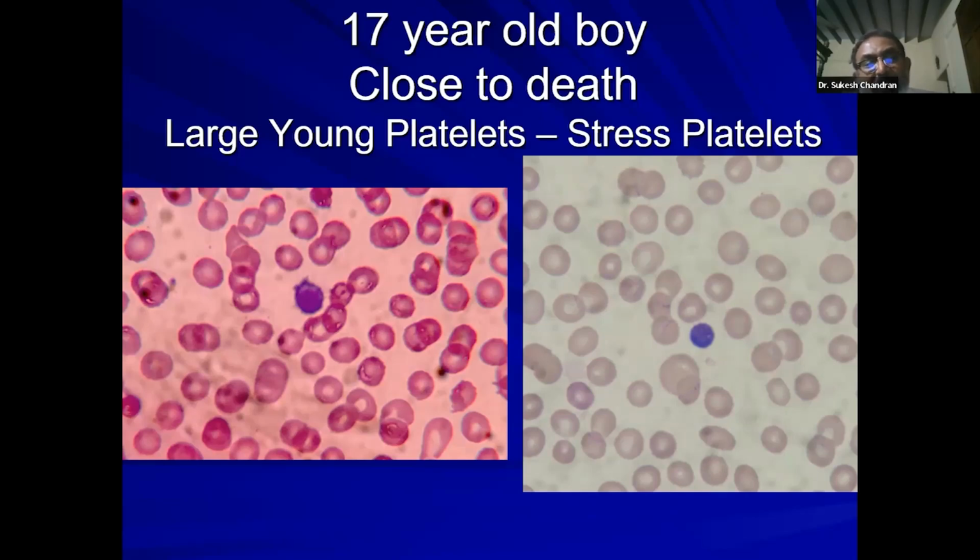So at 3 o'clock in the morning, I called the technician. I said, go and collect the blood. He said, no, we'll collect blood at 6 o'clock. I said, no, go and collect the blood right now. So he collected the blood and the platelet count was 25,000.